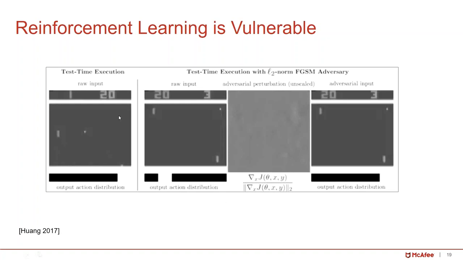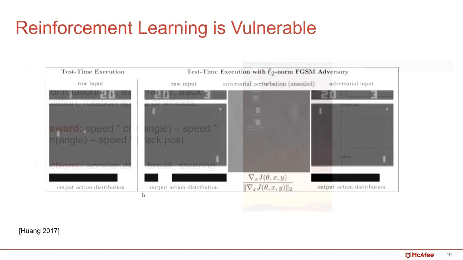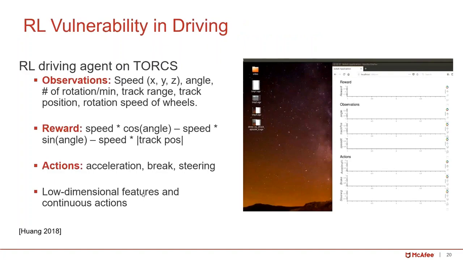Basically, when they inject this perturbation into the input, it can cause a game that was originally winning to fail. This is my previous work and my publication in 2018 at IJCNN, the International Joint Conference on Neural Networks. We demonstrate the reinforcement learning vulnerability in a driving system.